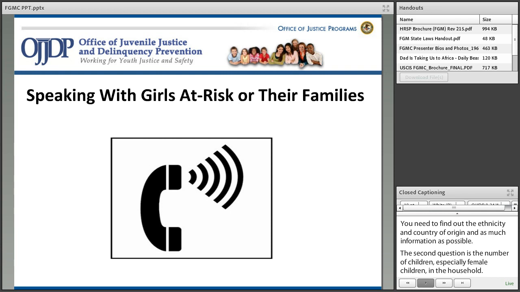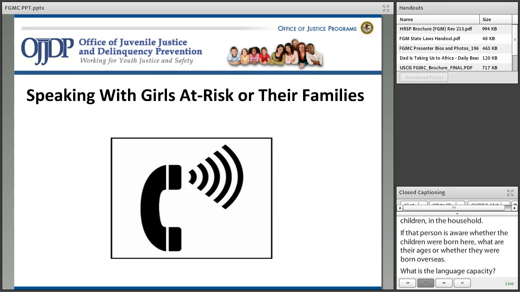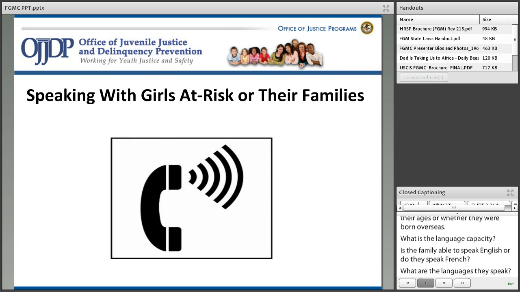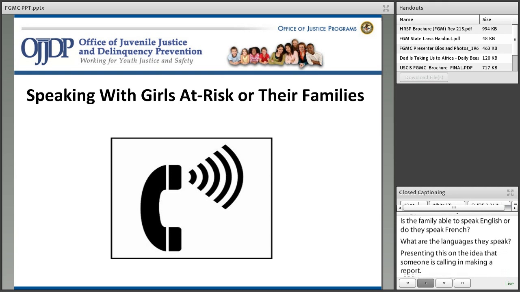Is the family able to speak English, or do they speak French in the household? Or what other languages do they speak? Of course, you are presenting this operating on the idea that someone is calling and making a report. So you need to get as much background information as possible, because that information that you provide is then going to be used either by the service provider, whether it's a clinical social worker that you're referring a family to, or by child protective services, which needs that background information to go into the household and do an investigation.